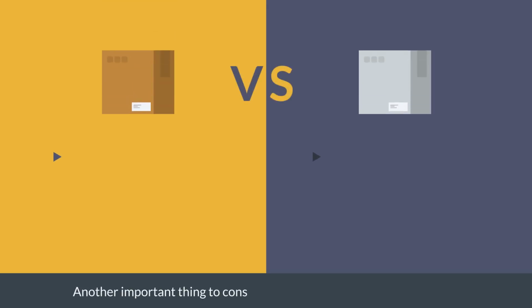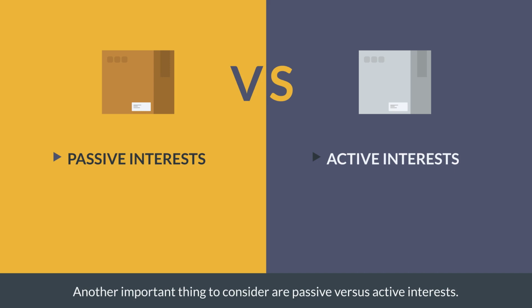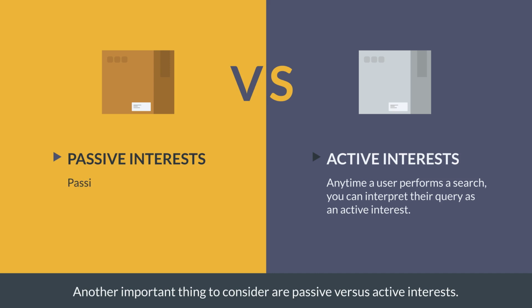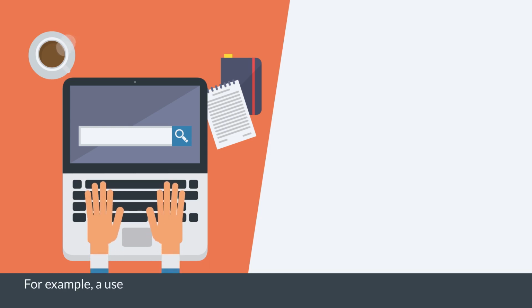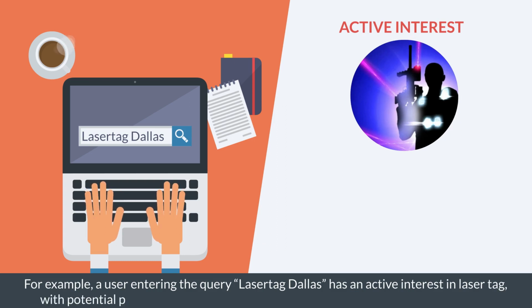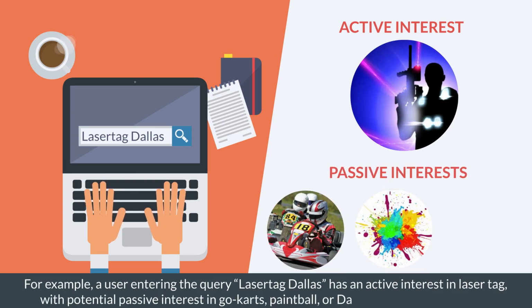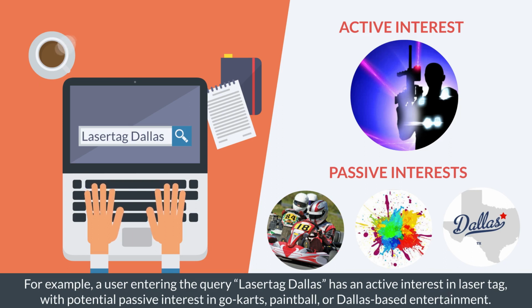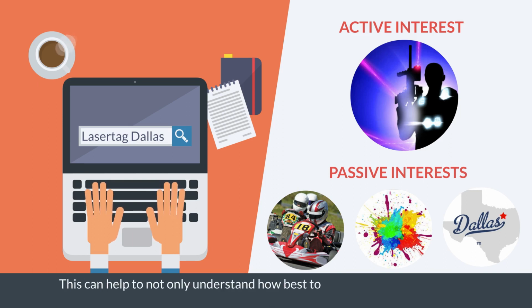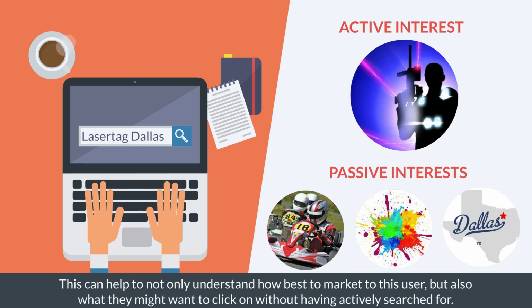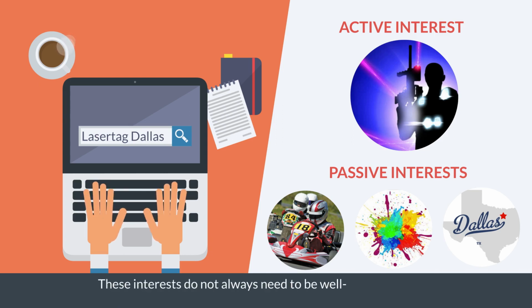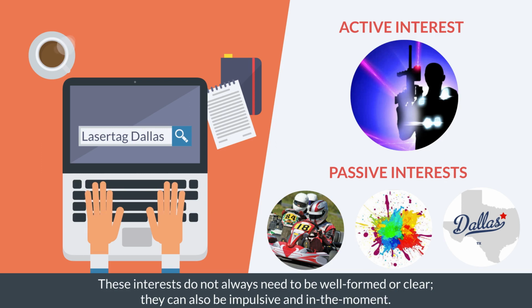Another important thing to consider are passive versus active interests. Anytime a user performs a search, you can interpret their query as an active interest. Passive interest can then be inferred from the active one. For example, a user entering the query lasertag Dallas has an active interest in laser tag, with potential passive interest in go-karts, paintball, or Dallas-based entertainment. This can help to not only understand how best to market to this user, but also what they might want to click on without having actively searched for. These interests do not always need to be well informed or clear. They can also be impulsive and in the moment.